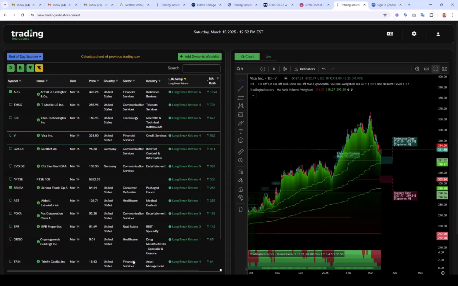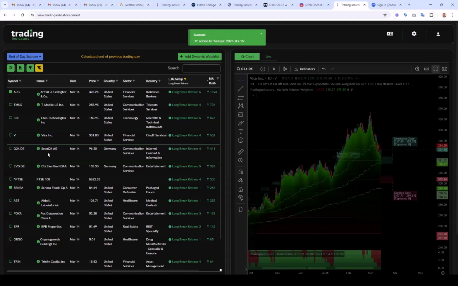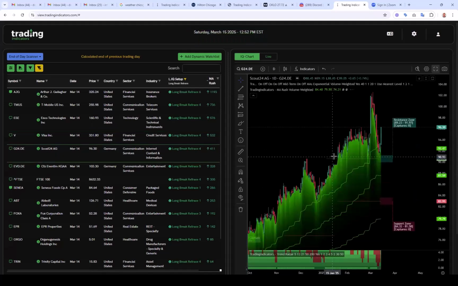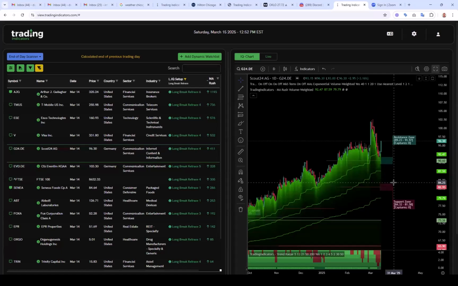All right, perfect. And perhaps one more. Let's take this German stock here, Scout 24. I know we always have some German clients in our room. Also a beautiful zone break here. Retracement down to this level, textbook. And now we're actually too far away. So I'm going to skip this one. This was beautiful on Wednesday.